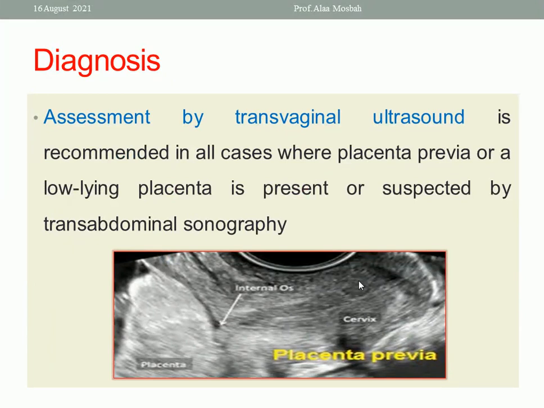Assessment by transvaginal ultrasound is recommended, as in this picture, in all cases where placenta previa or low-lying placenta is present or suspected by transabdominal ultrasound. So, the patient presented to you with antepartum hemorrhage, you take history, you do general and abdominal examination, but you don't do a vaginal examination because you may induce severe bleeding. But you can do abdominal ultrasound. If you are suspecting placenta previa, proceed to do transvaginal sonography. It is safe. Don't worry about that.